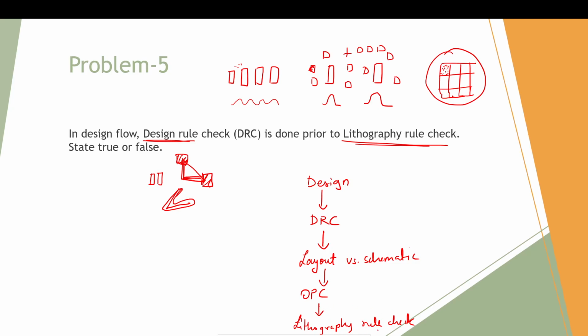This is usually done by the lithography engineer or whoever is fabricating the device for you. So DRC is done by the designer, and lithography rule check is done by the foundry or the lithography team. Then this is followed by the mask preparation. That is the general flow. After the mask is prepared, you go ahead and do the stepper or scanner or projection lithography steps.